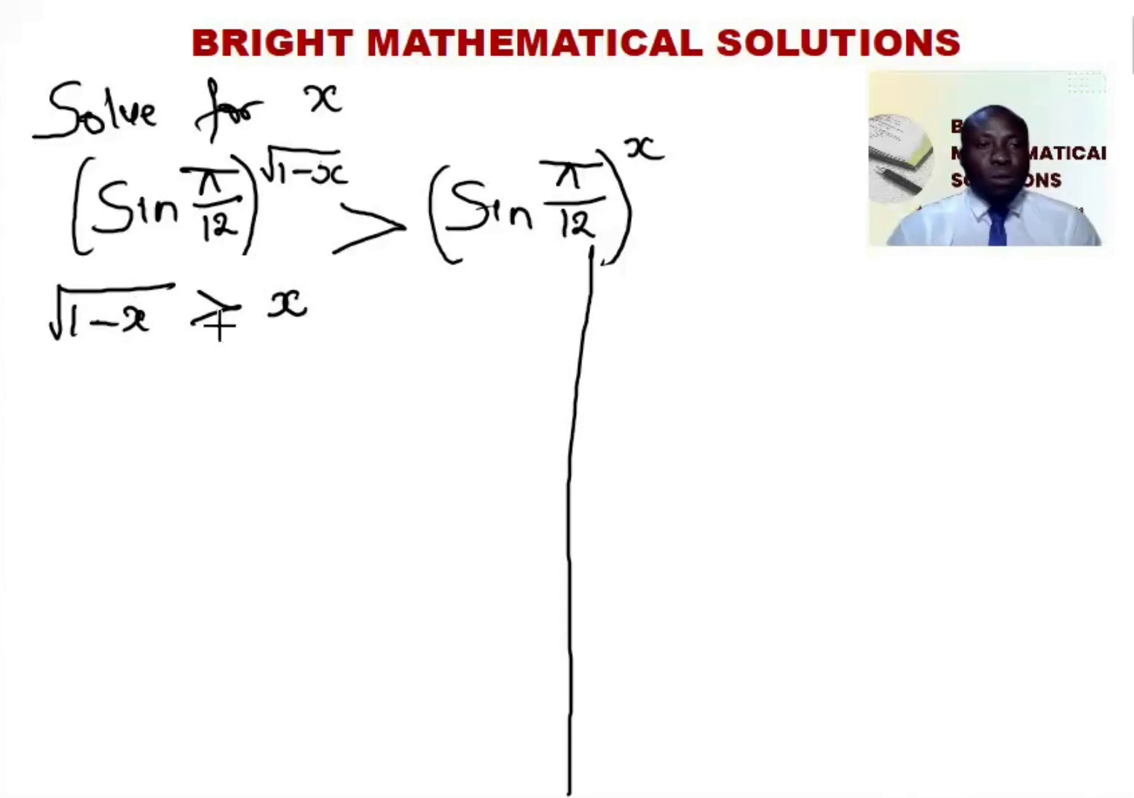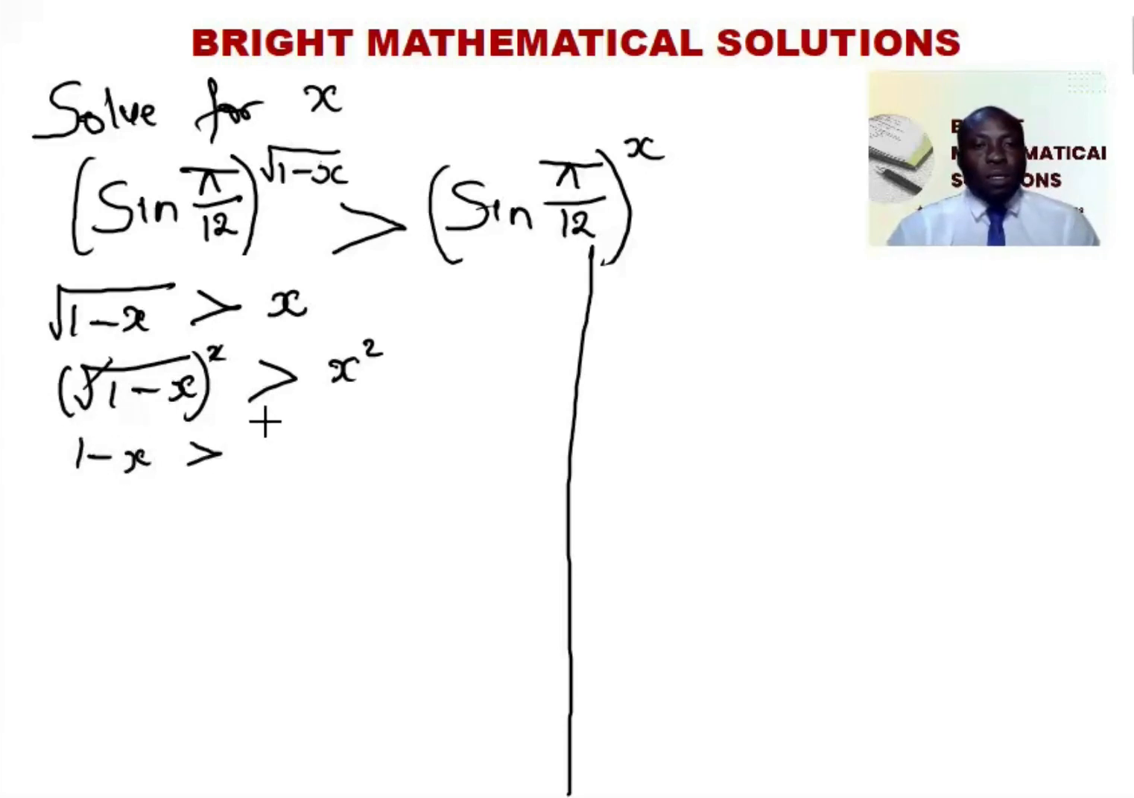So let us square this so that we can have a linear equation that we can deal with. That will now become root 1 minus x, squared, is greater than x raised to the power of 2. So this square will cancel this root. Therefore 1 minus x is greater than x squared. And let us take this to this side. That is 1 minus x minus x squared is greater than 0.